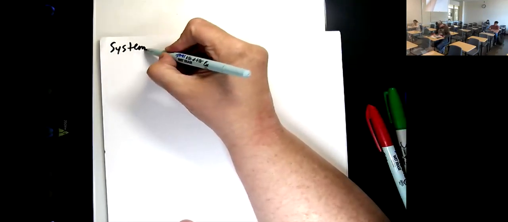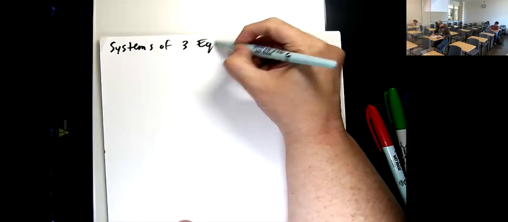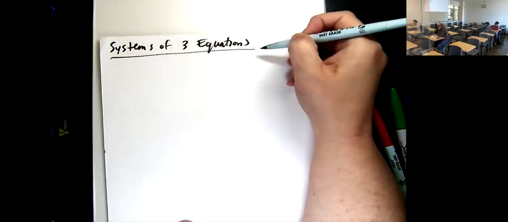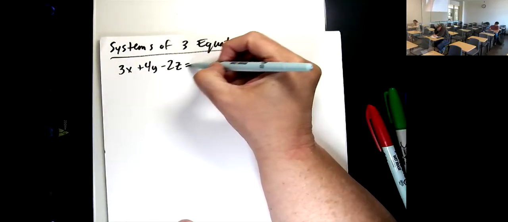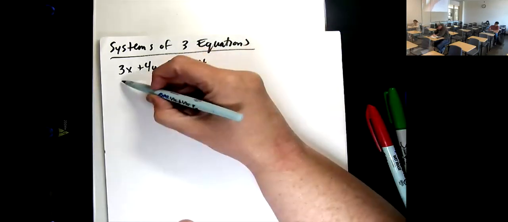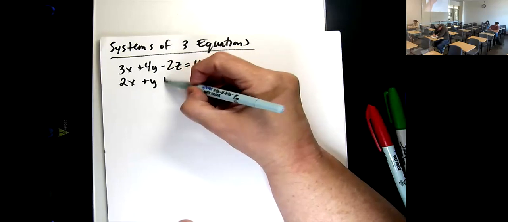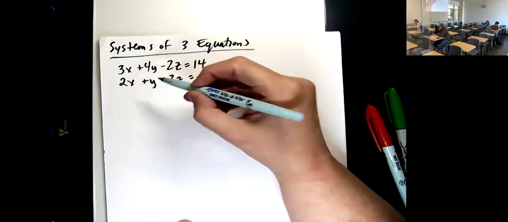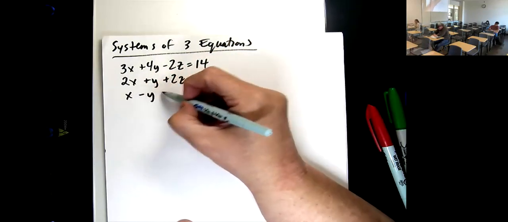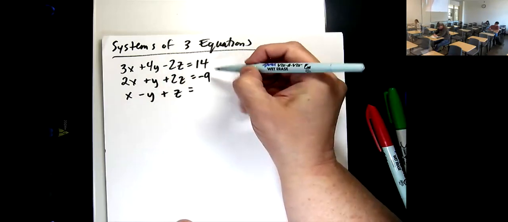2 by 2, 2 by 2. That's not how the real world works. Real world, we use X, Y, and Z. It's three-dimensional. So solving systems of 3 equations. 3x plus 4y minus 2z equals 14. 2x plus y plus 2z equals, sorry, negative 9. And x minus y plus z equals negative 9 also.